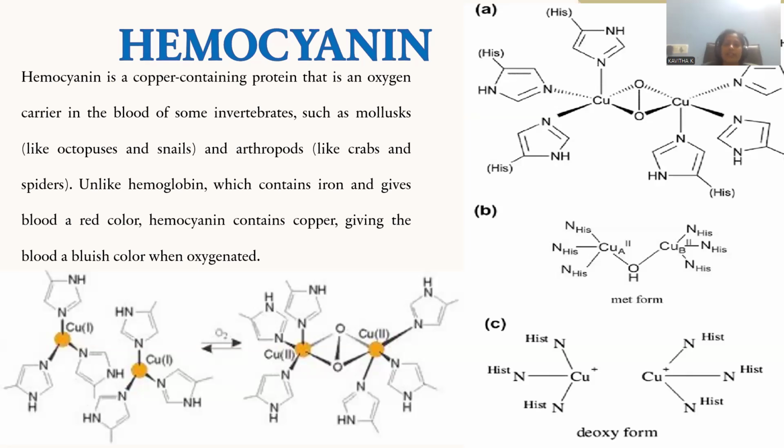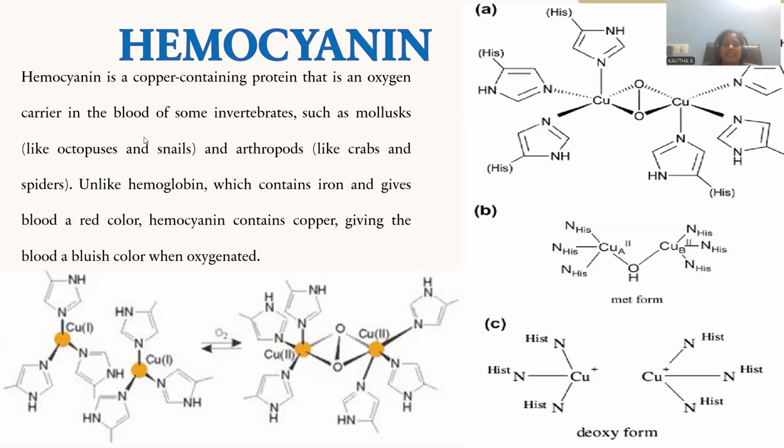Let me continue with the introduction regarding the hemocyanin. Hemocyanin is a copper-containing, oxygen-carrying protein. It is available in the blood, especially in invertebrates. Invertebrates stands for the animals which have no backbone. Backbone-absent species are said to be invertebrates, right?